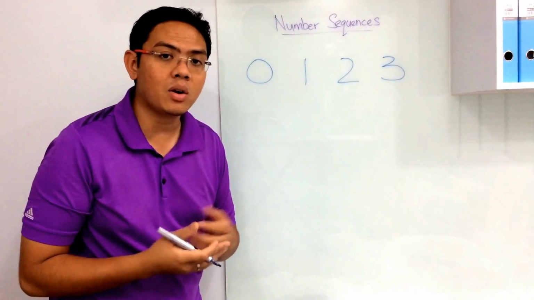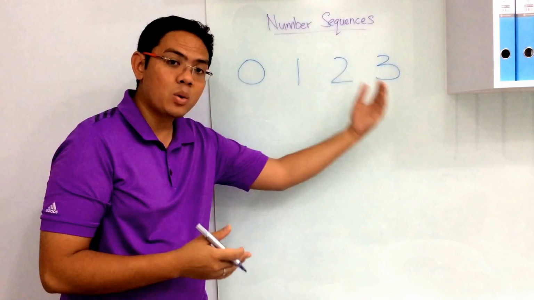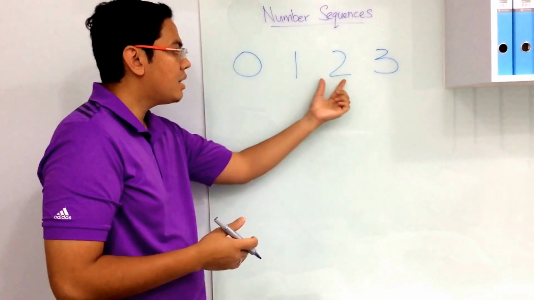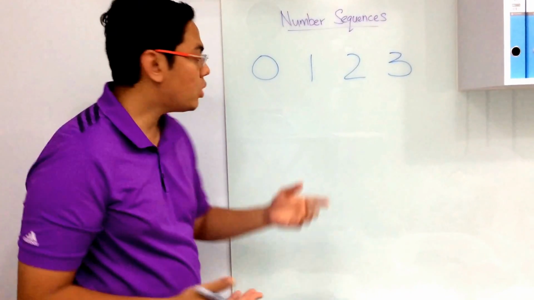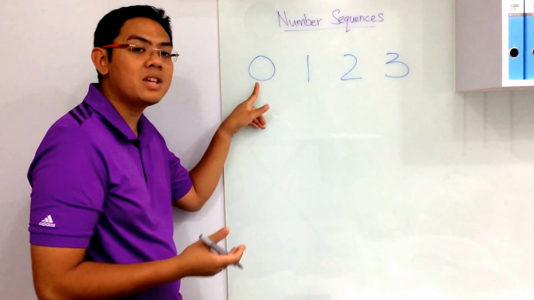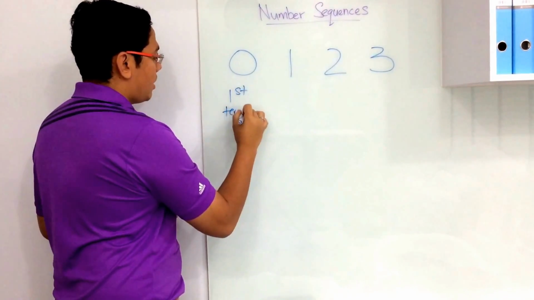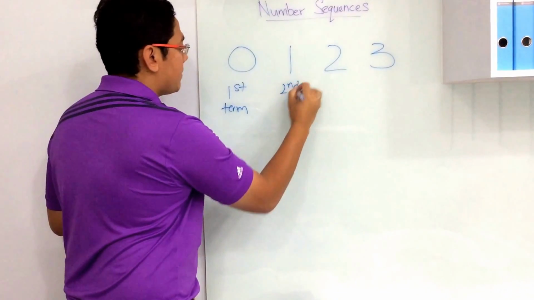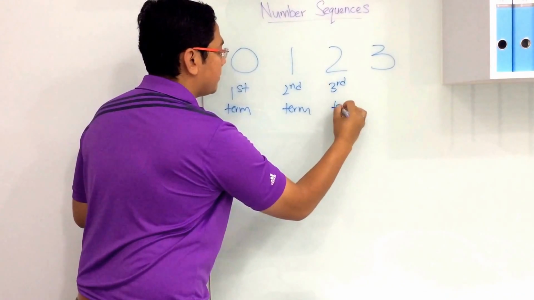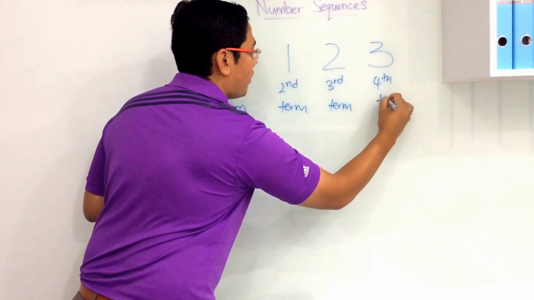Firstly, why is it called a number sequence? These numbers are obviously in sequence, right? For a number sequence, each number we call a term. In this case, I start with the number 0, so my number 0 is my first term. Number 1 is my second term. Number 2 is my third term. And lastly, number 3 is my fourth term.